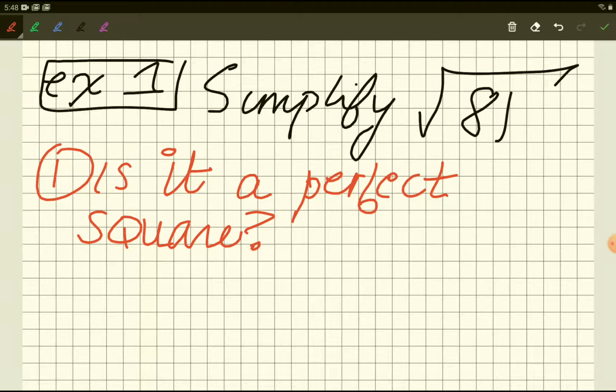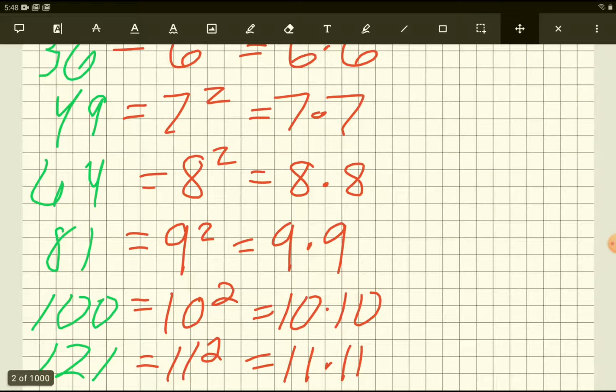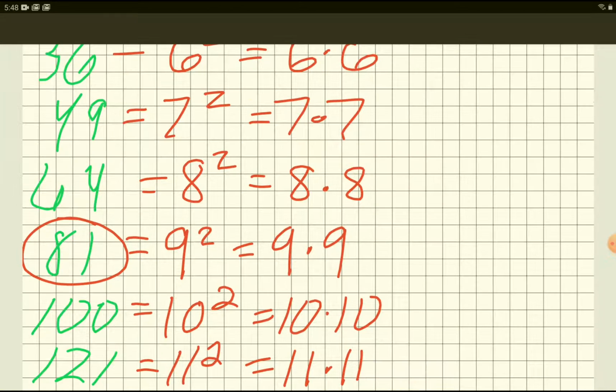It's the first thing you always want to check. Is it going to be found on that list of perfect squares? So if you don't already know, let's check it. Oh, and there it is. It's right here. It is on our list of perfect squares. And so that makes life really, really easy.